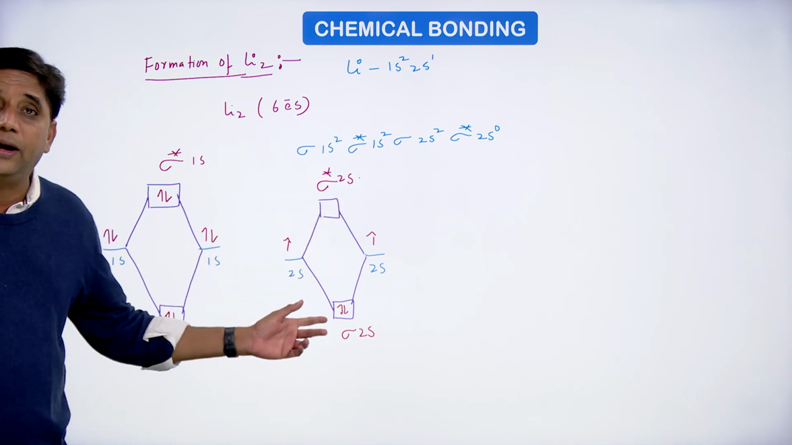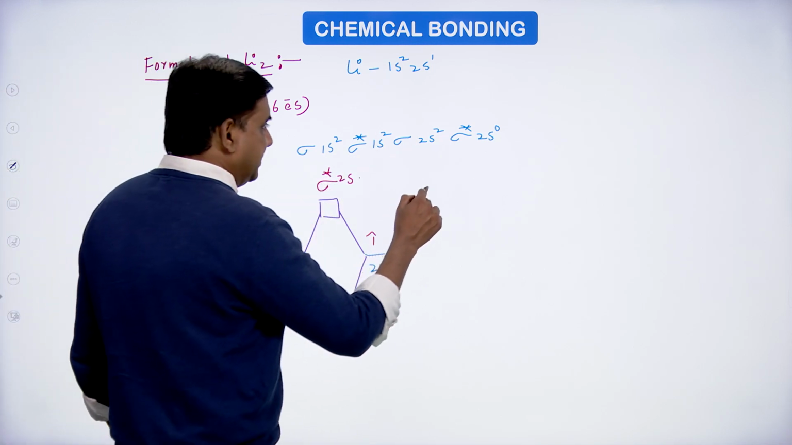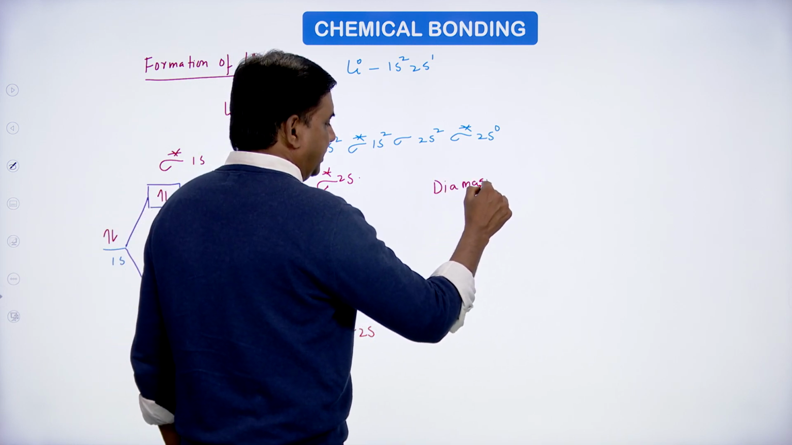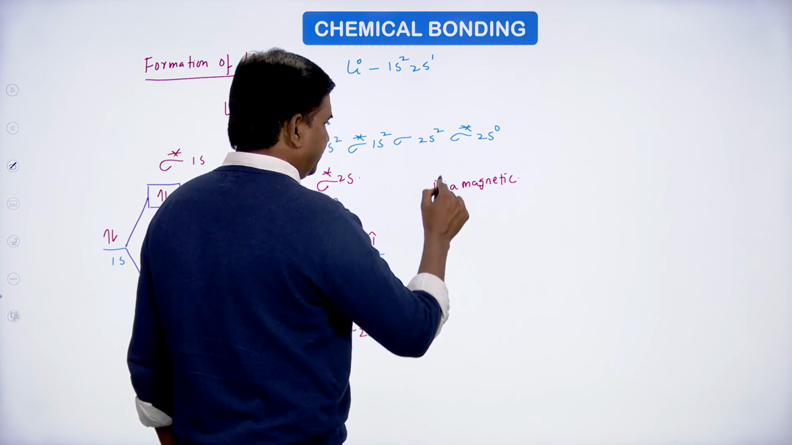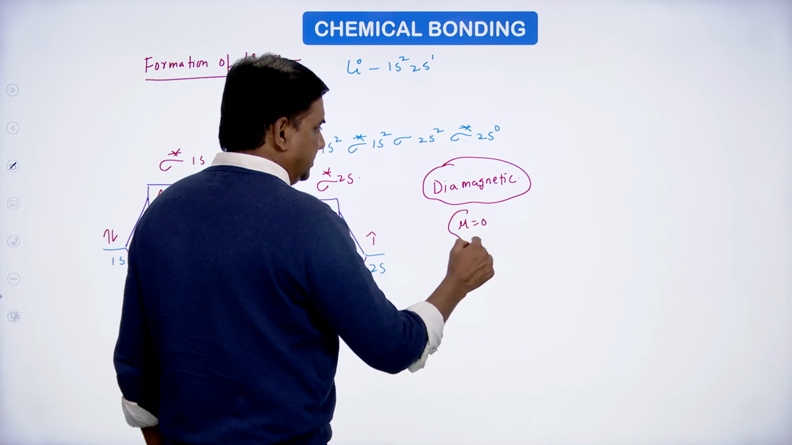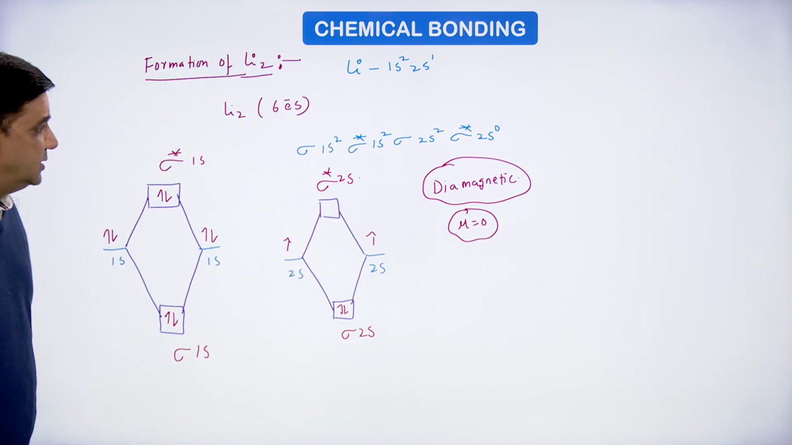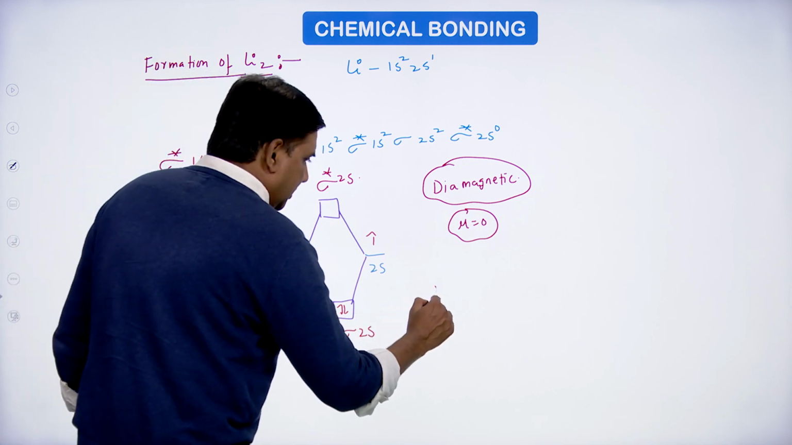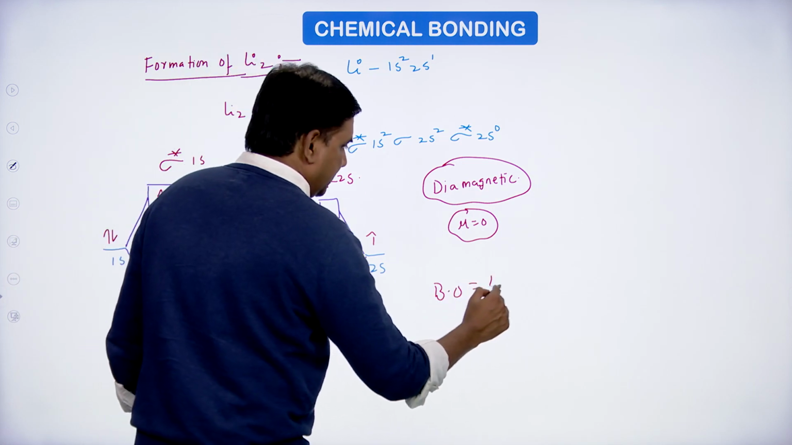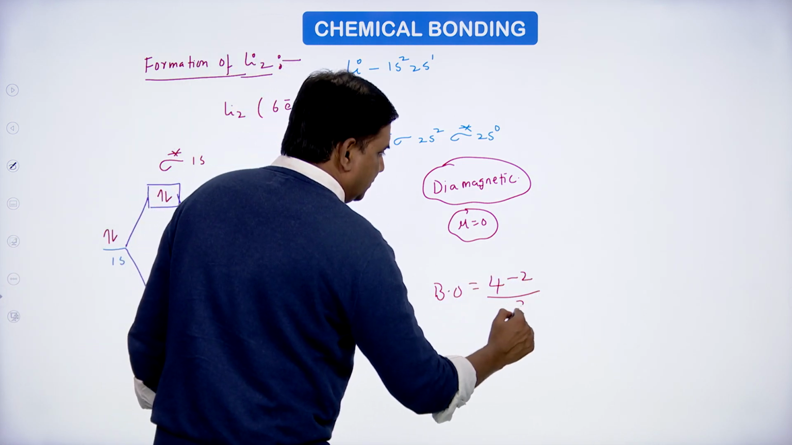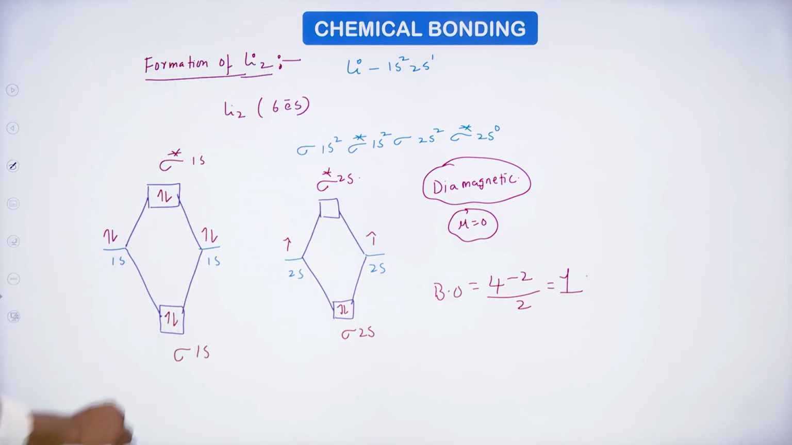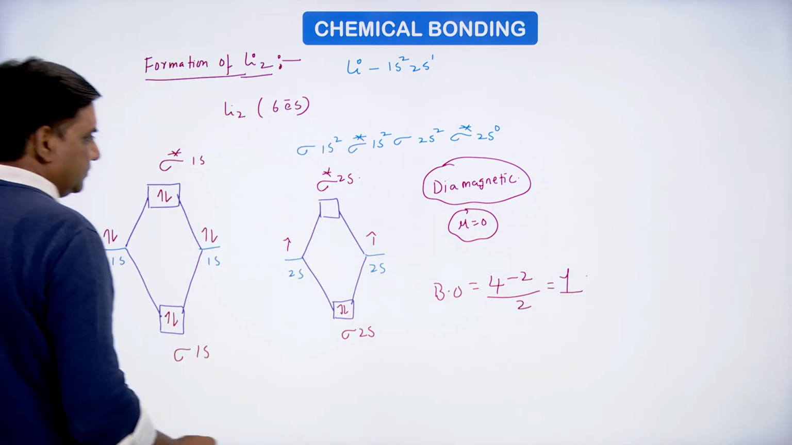Here nowhere are unpaired electrons present, therefore it is diamagnetic in nature. When it is diamagnetic, the magnetic moment would be 0. This is fine. Now students, what is the bond order? Bond order is equal to (4 minus 2) by 2, which is 1. As the bond order is 1, it exists and is stable.